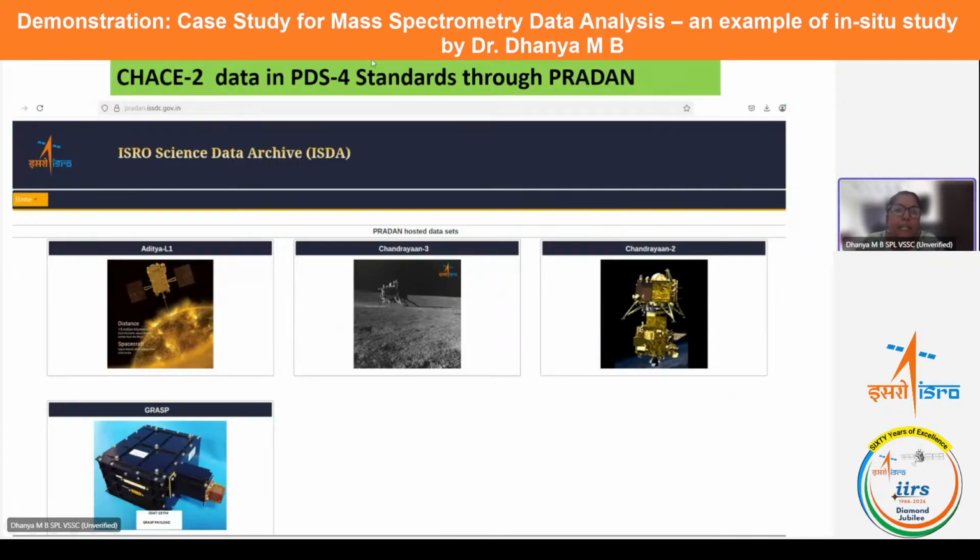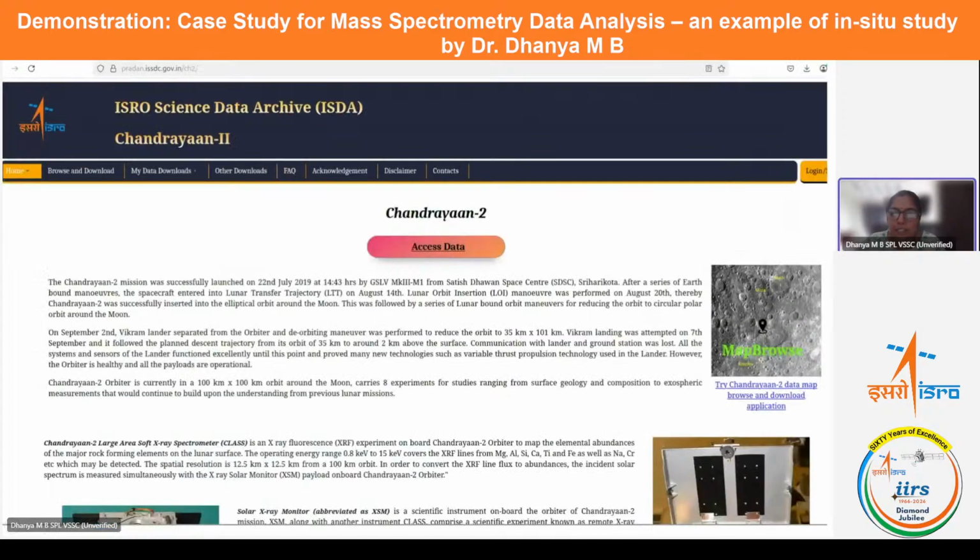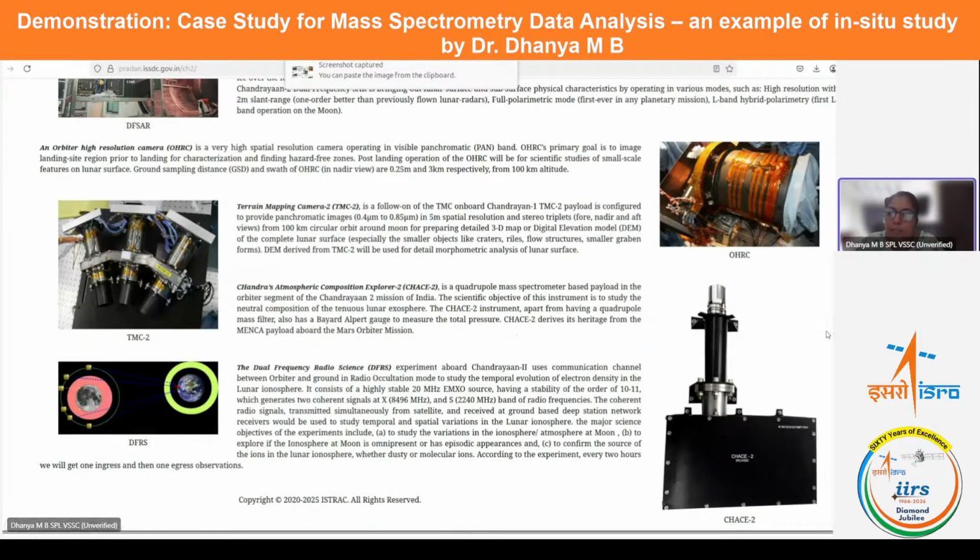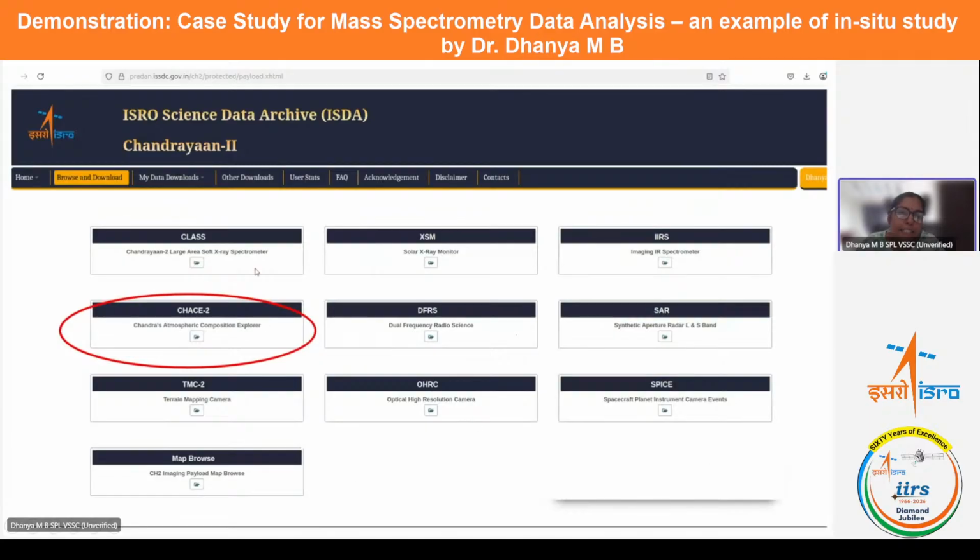So now let us see in Pradan where this data is available. This is a screenshot of Pradan, which is the Science Data Archive portal of ISRO. Once you go to pradan.issdc.gov.in, you will see this page where you can click on Chandrayaan 2. Once you click on Chandrayaan 2, this page opens, and there is an access data option. Before that, there is a brief description of each instrument, each payload. For ChACE-2 also, they have given a description and a picture of the payload. Now you go to access data, and you can see that all payloads are listed here, and there you can see ChACE-2.